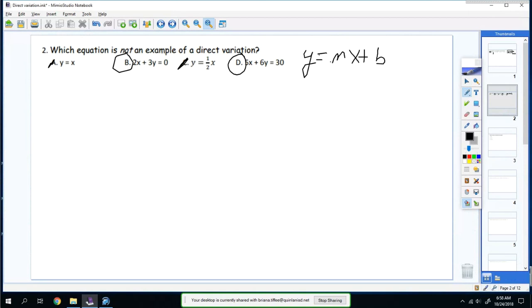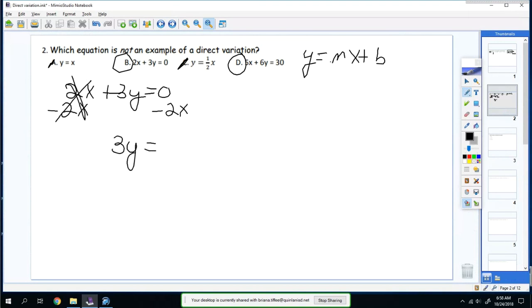So what we're going to do is take the 2x plus 3y equals 0, and we're going to set it equal to y. So first thing you need to do is get rid of this 2x. That's just a positive 2x, so you subtract it from both sides. This cancels out, and the 3y comes down. Well, 0 minus 2x is just negative 2x. Then you divide 3 to both sides, and you get y is equal to negative 2/3 x. So that is a direct variation. So B is not the correct answer.